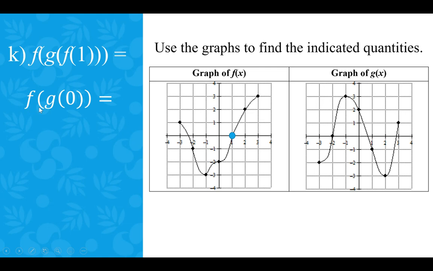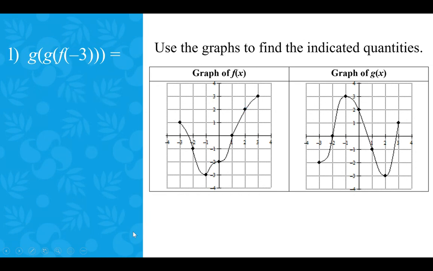We're now to find f of g of 0. Again, the middle part is g of 0. On the g function, when x is 0, the y value is 2. So now I have it simplified to f of 2. So we're going to go back to the f function and find f of 2, which is, of course, 2.